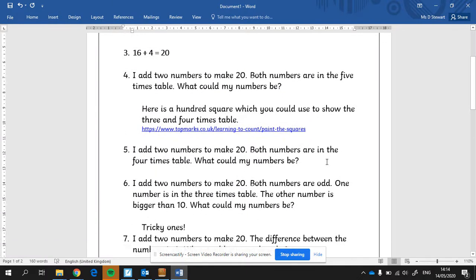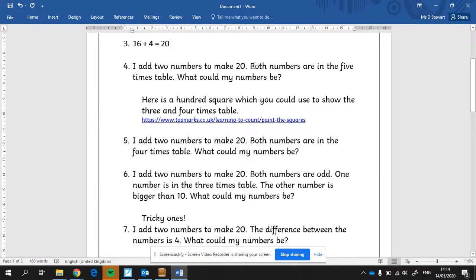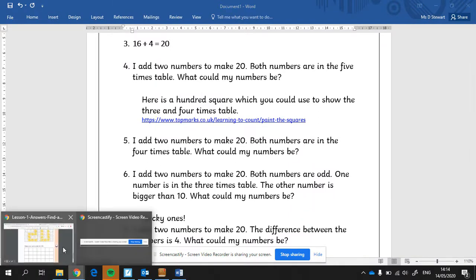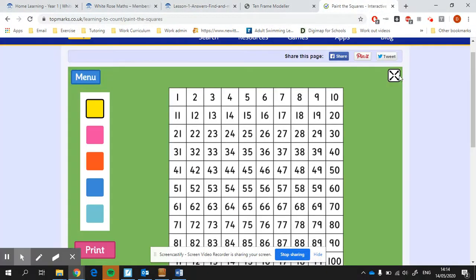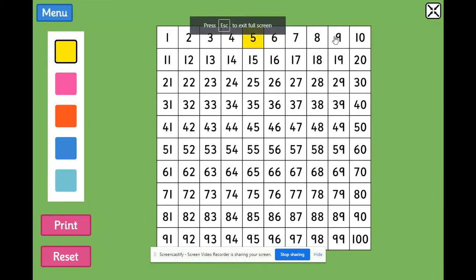And let's look at some of these worded problems. I add two numbers together to make 20. Both numbers are in the 5 times table. What could my numbers be? We're going to use a 100 square to help us with this one. So if we're looking at our 5 times table up to 20, we count 0, 5, 10, 15, 20. If you keep going, you get this nice pattern with straight lines, which is why our 5s are nice and easy to work with. So we could say 5 and then another 15 would make 20.